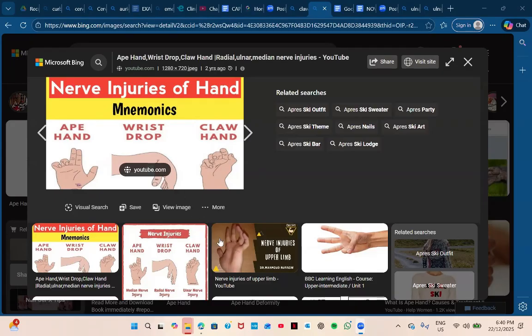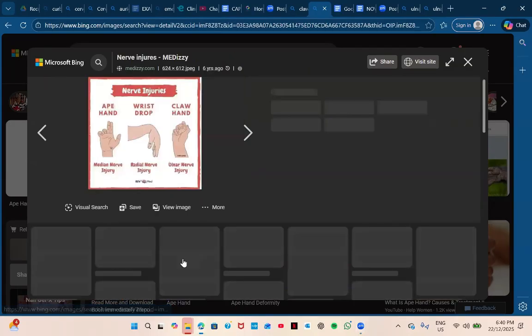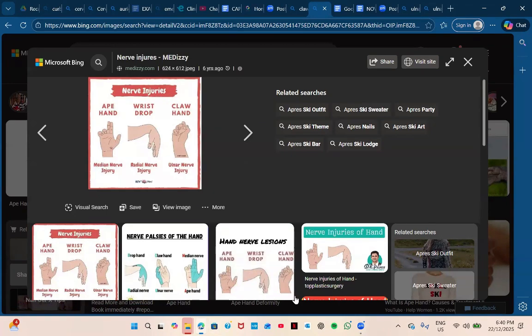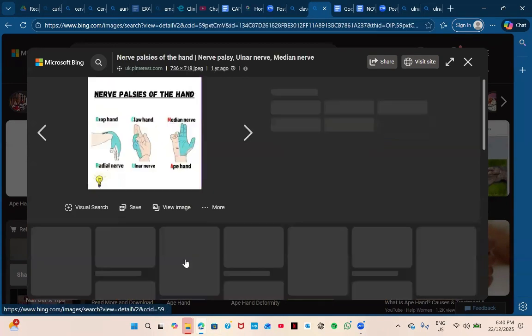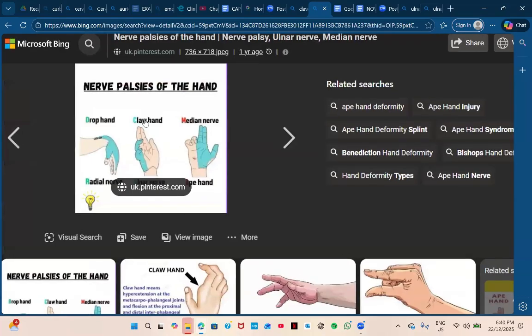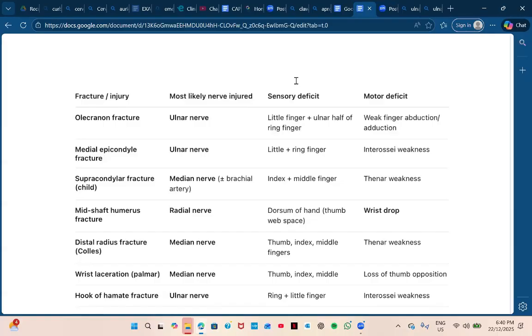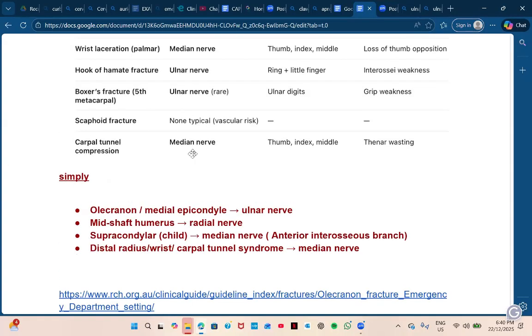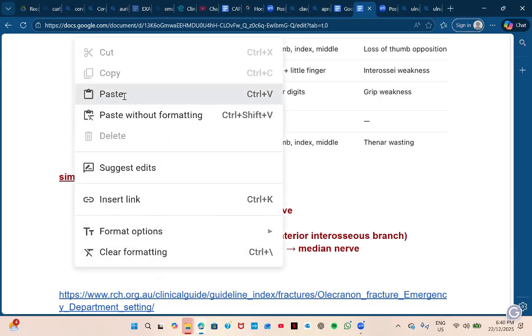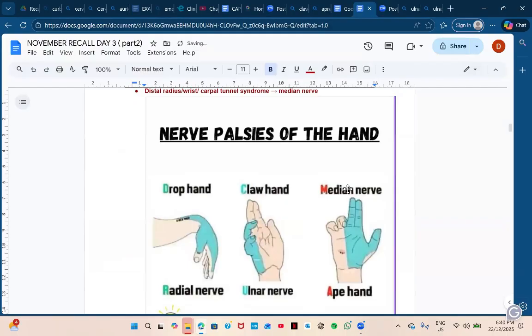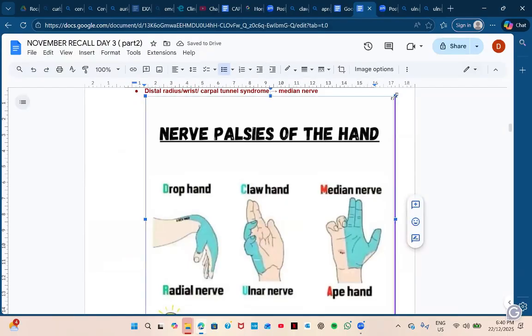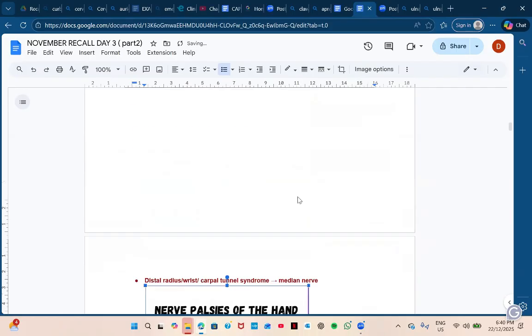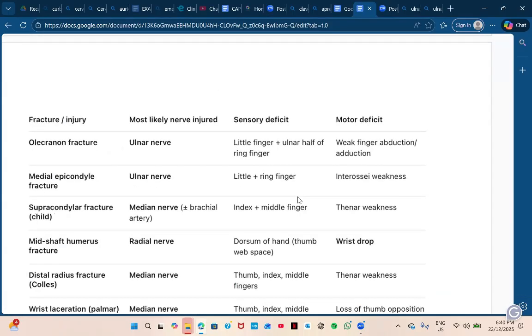Wrist drop is due to radial nerve injury. Please remember, this is a good picture. I'll add this one as well. You have to remember these nerve damages. You can read more about these things from the RCH guideline. I have added the link. Okay, let's discuss other things simply as well.